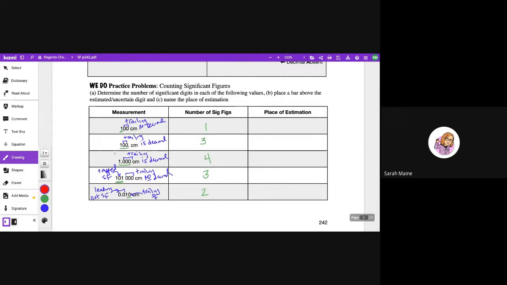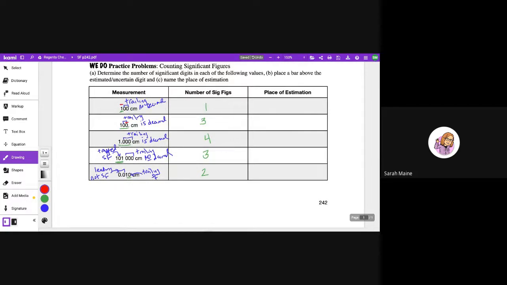Okay, so I take a look. I'm going to go down to number 2 here, 100 centimeters with a decimal. I take a look at what I underlined in green. There are 3 significant digits. The digit most to the right is the estimated, so I'm going to put my bar above it. I'm going to go back up to the top one, 100 centimeters, no decimal point. The only digit underlined in green is the only significant figure, and therefore it's the most right one, so it gets the bar of estimation.